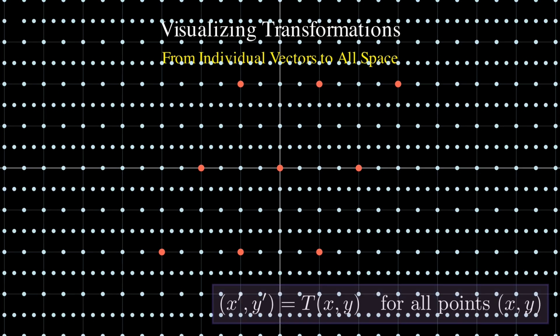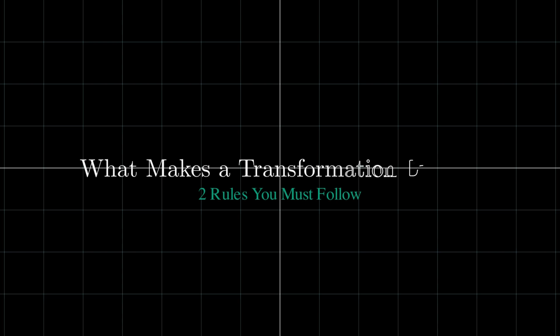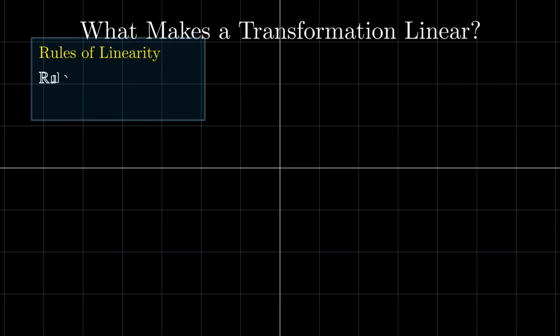So, transformations affect every point in space, but not all transformations behave the same. Next, let's explore what specifically makes a transformation linear. Okay, so we know a transformation moves vectors around, but what makes one of these transformations linear? In linear algebra, not every transformation qualifies. There are 2 specific rules a transformation must follow to be called linear.